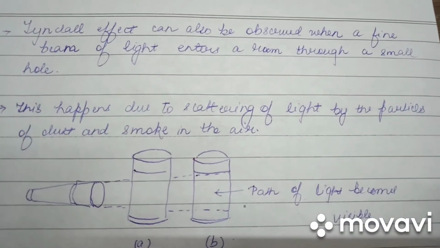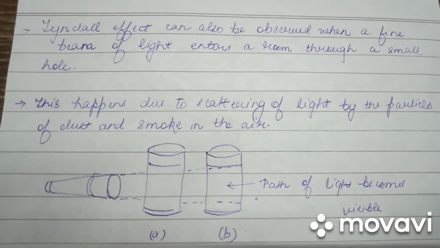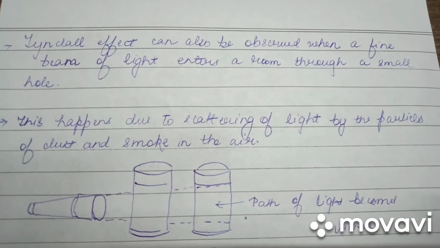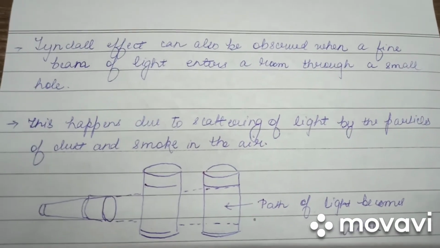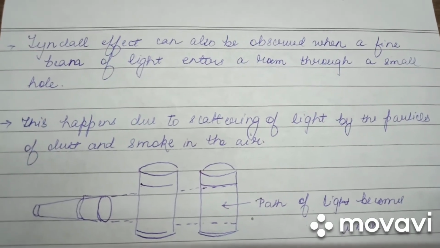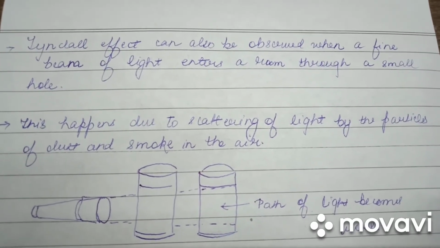This happens due to scattering of light by the particles of dust and smoke in the air. The air around us is full of particles of dust. These dust particles scatter the incoming light, as a result of which we can see a fine beam of light.